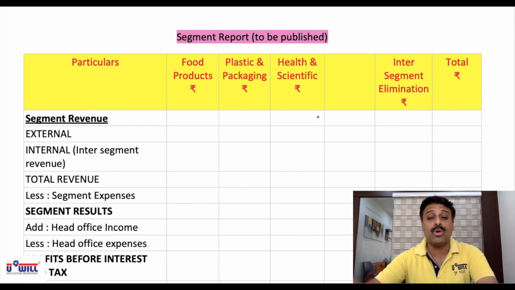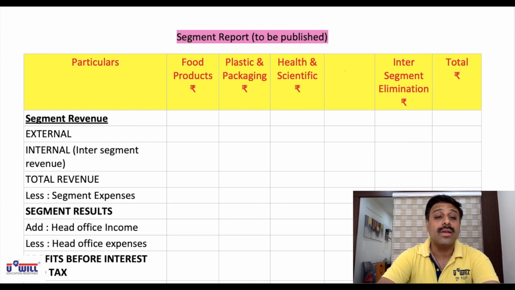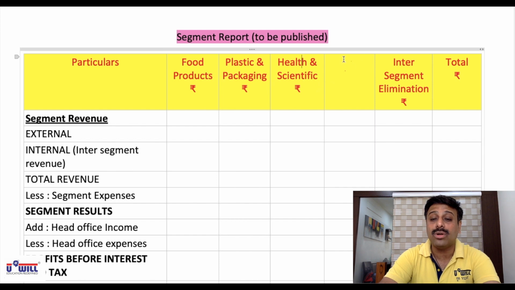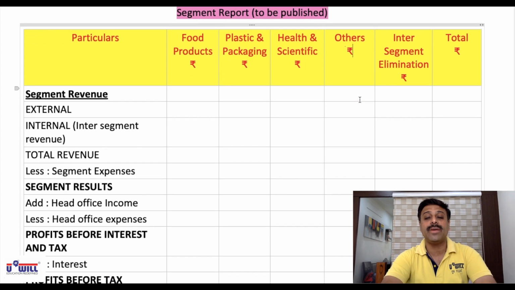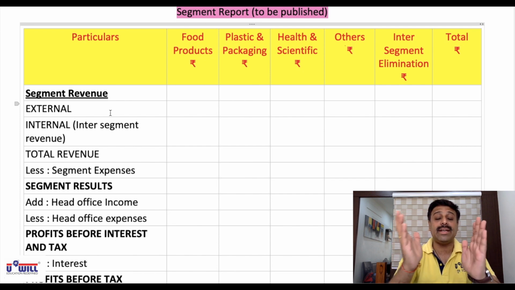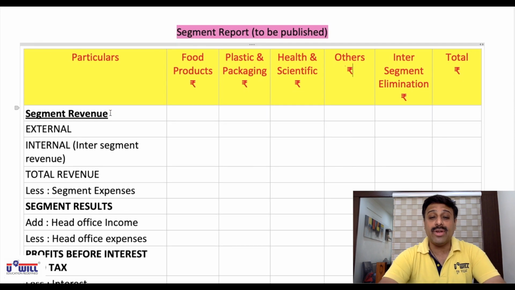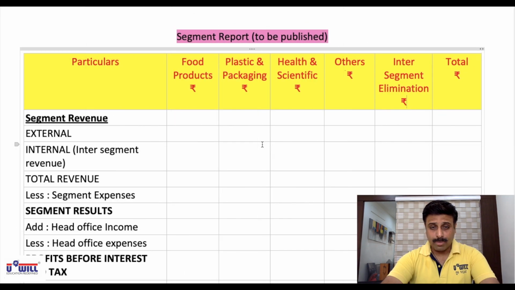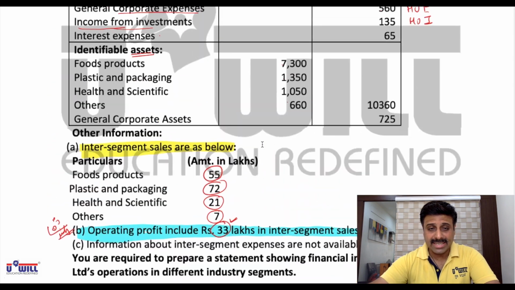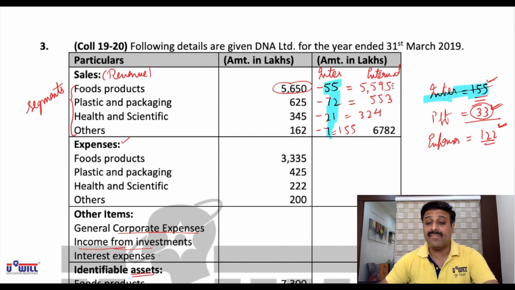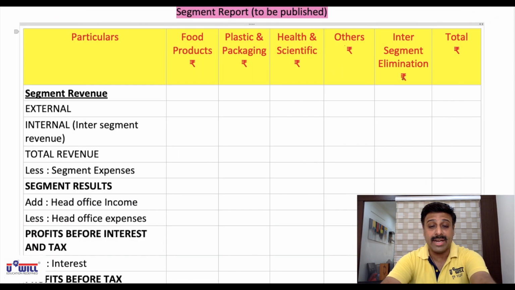So all of you make the same report as we discussed in the previous question. Segment report to be published, but now you'll have the columns of food products, plastic and packaging, health and scientific, and also others. The column of others will come over here. So all of you make these columns, okay? And in particulars, don't write anything. Simultaneously, when we solve it, at that time only you write segment revenue, external, internal, etc. Pause the video and make the formats, everyone. Yes, I hope everyone has made the formats. Now look at the things. External revenue, as we discussed, is going to be 5595. Okay, 5595 right in the food products column.